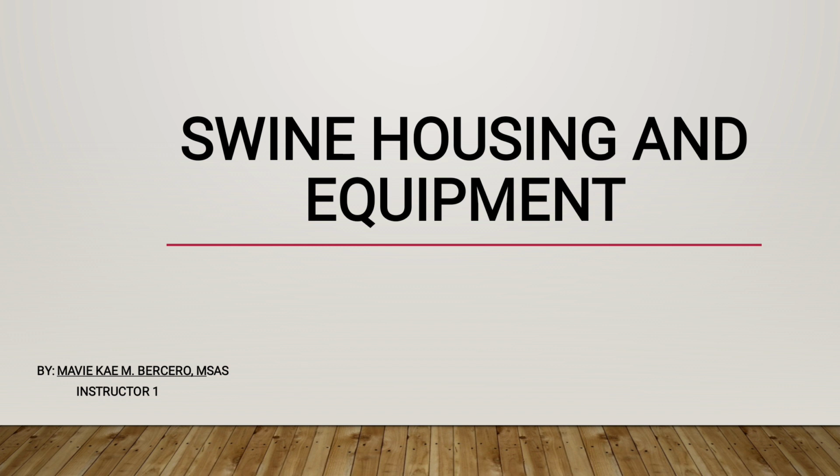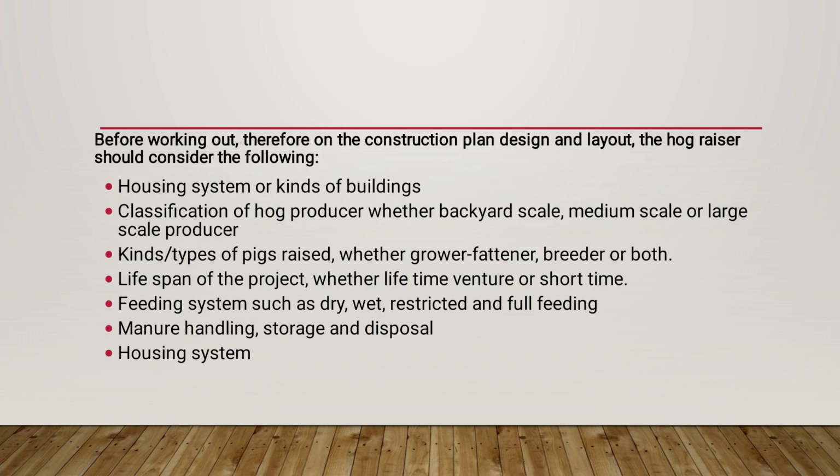The next, before working out the construction plan, design and layout, the hog raiser should consider the following. First, the housing system or kinds of building. We have the conventional type of housing, tunnel ventilated type of housing, and life cycle housing. As we go on, we will discuss that. And the next, we have classification of hog producer, whether backyard scale, medium scale, or large scale producer.